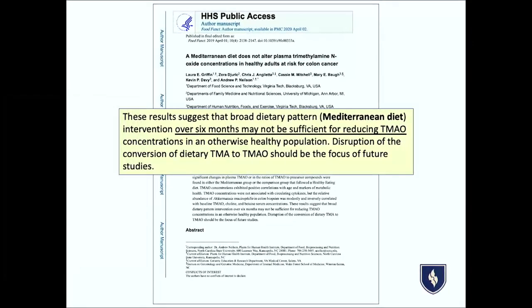Now, this was a study where they looked at the Mediterranean diet. The Mediterranean diet is supposed to be great for us. They looked at the Mediterranean diet on TMAO levels, and they said, these results suggest that a broad dietary pattern, Mediterranean diet intervention over 6 months, may not be sufficient for reducing TMAO concentrations in otherwise healthy populations. Disruption of the conversion of dietary TMA to TMAO should be the focus of future studies.